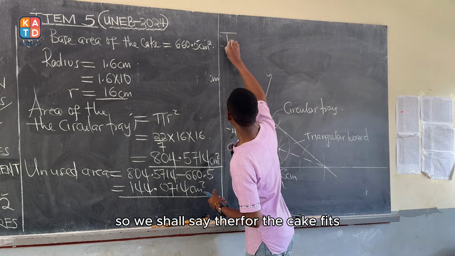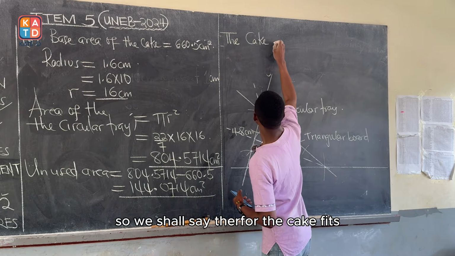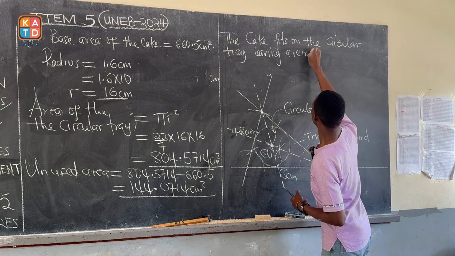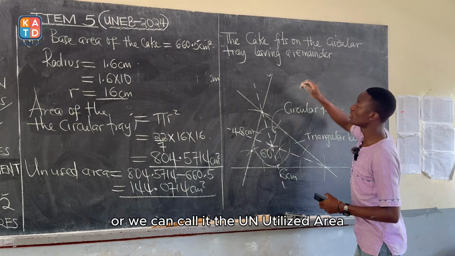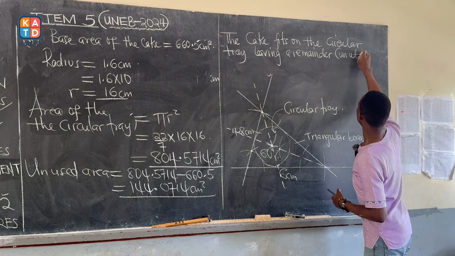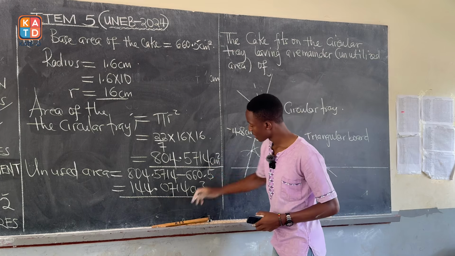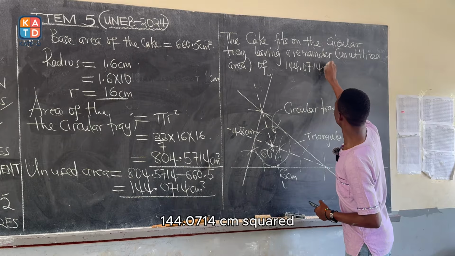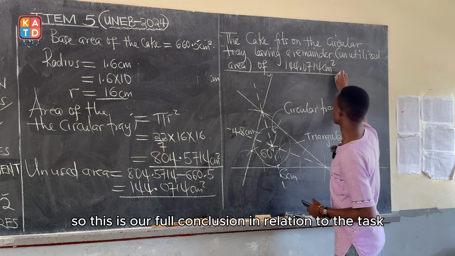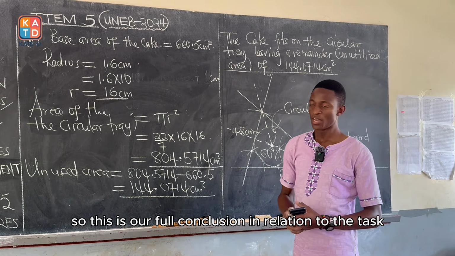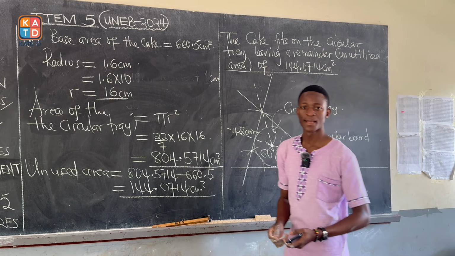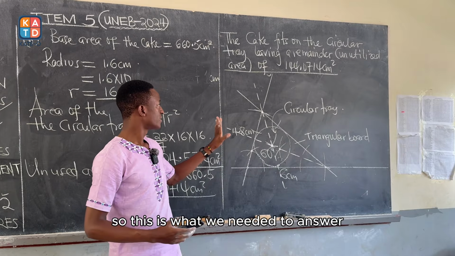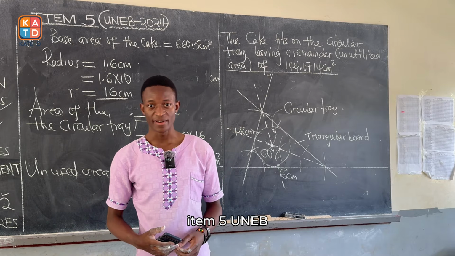So we shall say, therefore, the cake fits, leaving a remainder, or we can call it the unutilized area, of 144.0714 centimeters squared. So this is our conclusion in relation to the task. You realize that this cake fitted very well, leaving a remainder. So this is what we needed to answer item 5 of UNEB.